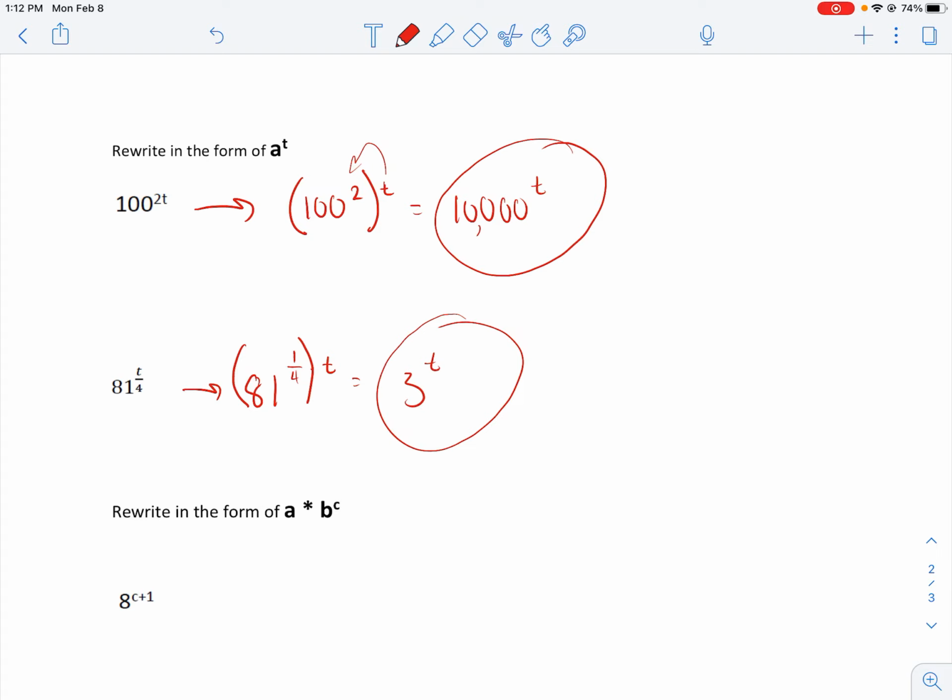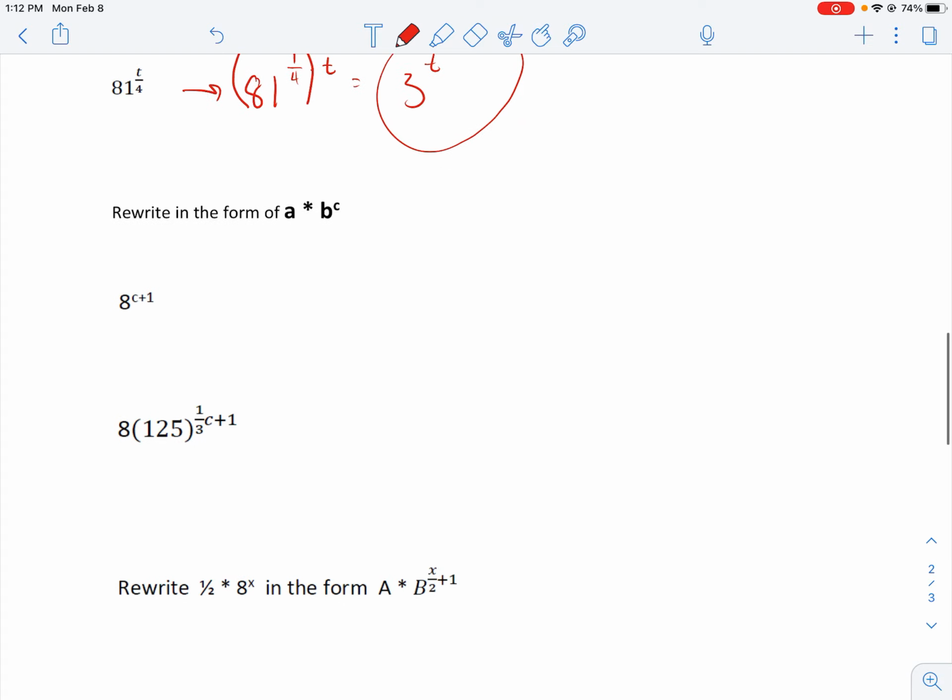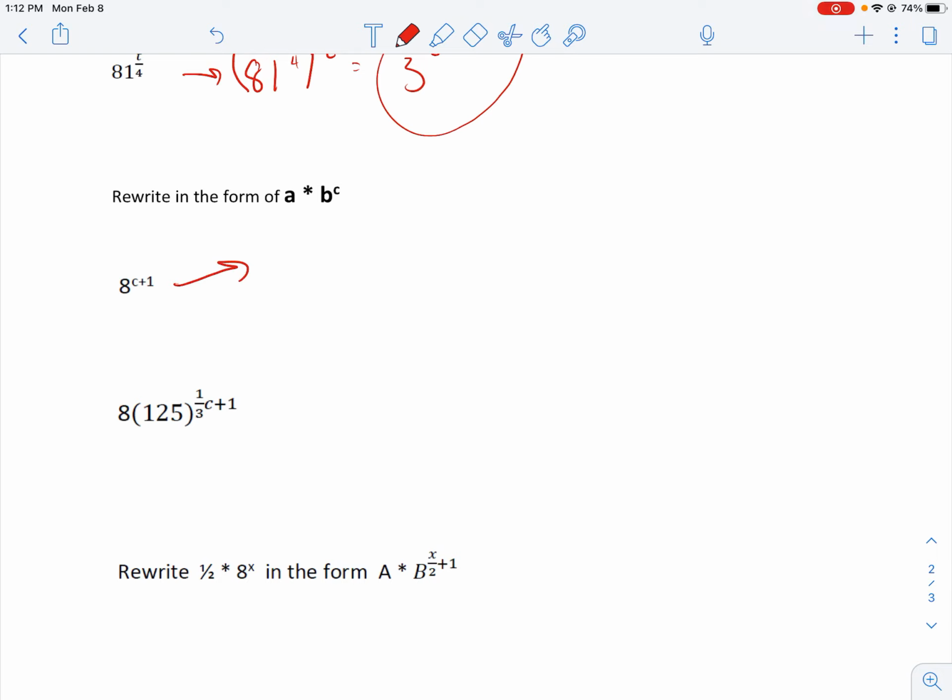Okay. Let's take a look at the next couple. So we want to rewrite this guy in this form: some number times some other number raised to the power of c. Okay? So this guy right here, what is this really written as? This is 8 to the c times 8 to the first power. We don't know what c is, but because we have the same base, we would add the exponents, and we would get that c plus 1.